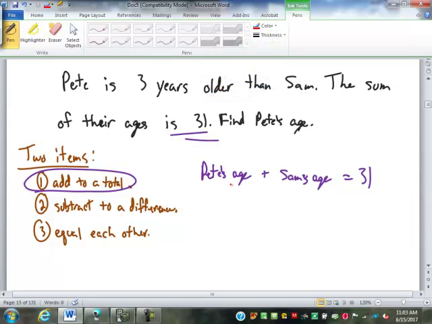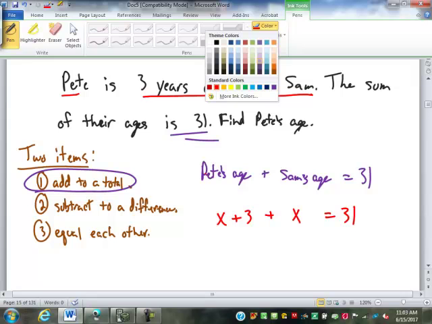We can't have 2 variables here. We can't have Pete's age and Sam's age. So there has to be a relationship between them. Well, Pete is 3 years older than Sam. So I'm going to let X equal Sam's age. What does that make Pete's age? X plus 3. Because 3 years older.